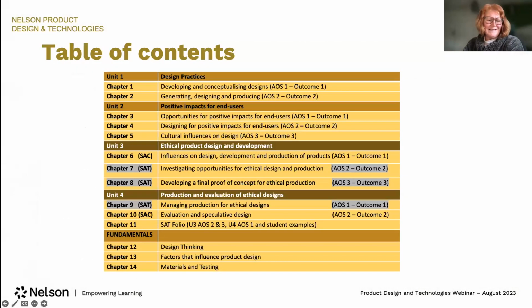So the table of contents gives you a bit of an idea of how it's structured now, where we go through all of the units and then we have the fundamentals at the end. And you can see that the SAT outcomes and SAC outcomes are fairly clearly identified.